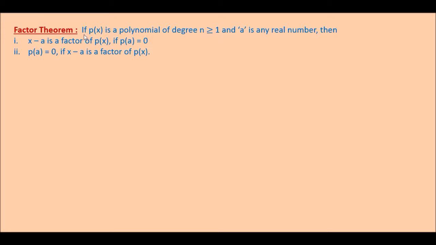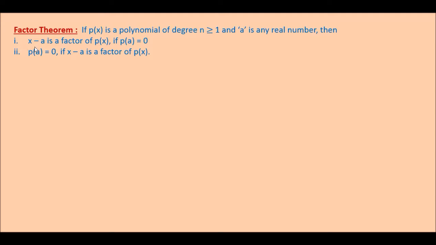It says if p of x is a polynomial of degree n which is greater than or equal to 1, means it can be a linear polynomial, a quadratic polynomial, a cubic polynomial, or a polynomial of higher degrees, and a is any real number. Real number means it can be a natural number, whole number, integer, fractions, rational numbers, irrational numbers.